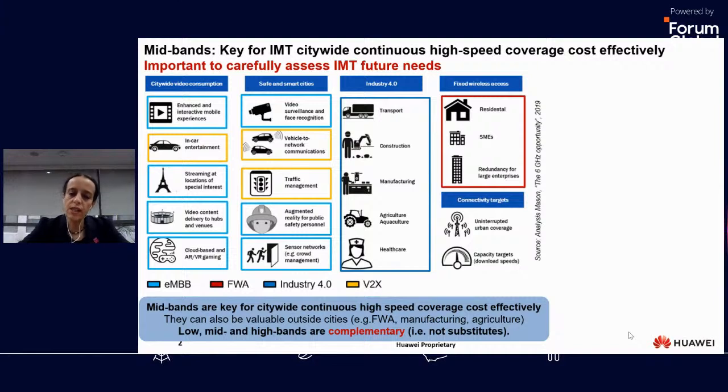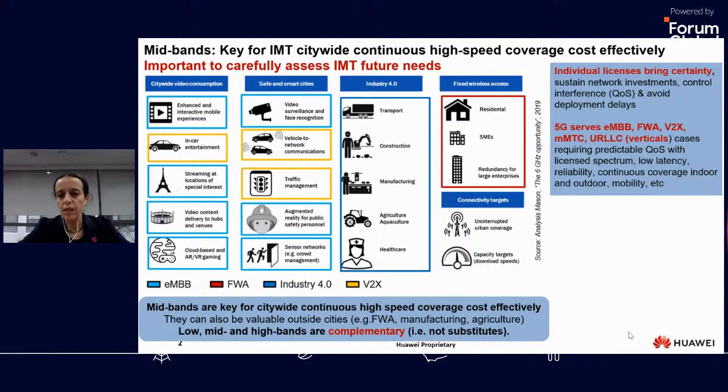And as already said by other speakers in previous sessions, there are low, mid, and high bands. They complement each other. They serve different kinds of use cases, but they are not substitutes for each other. Low bands are there for coverage in remote areas and deep indoor environments, and high bands are good for hotspots and some fixed wireless access in some of the markets. Next, please.